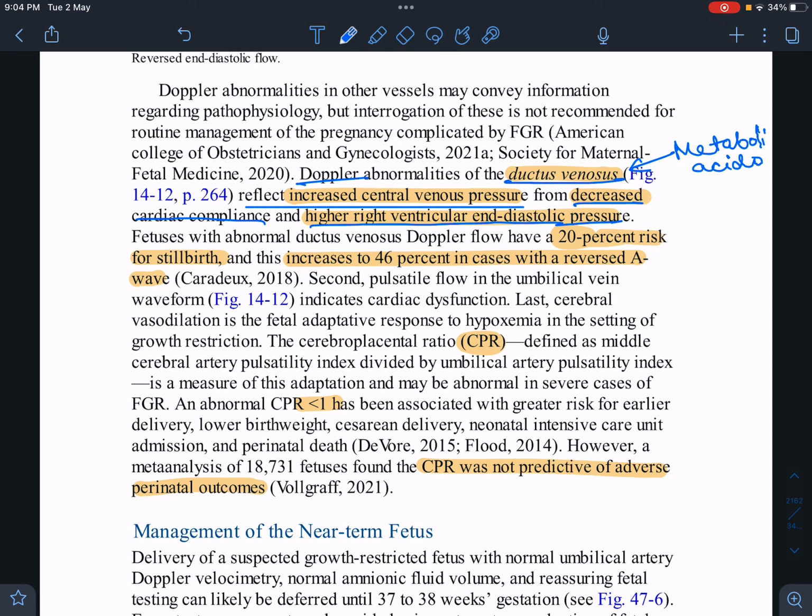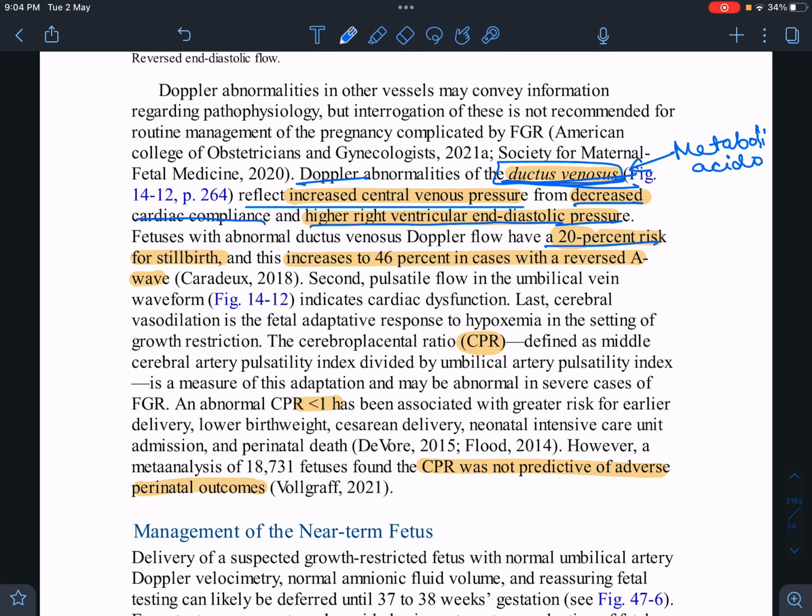Same for the fetus. If you see the fetal heart circulation, you will notice that from the umbilical vein, the blood goes to the ductus venosus, it goes to the inferior vena cava, it goes to the right heart, it goes to the left side of the heart, it goes to the aorta, and it comes out through the umbilical arteries. So if there is increased central pressure and right heart failure is happening, you will see the ductus venosus pressure will increase. Okay, so this is what it reflects.